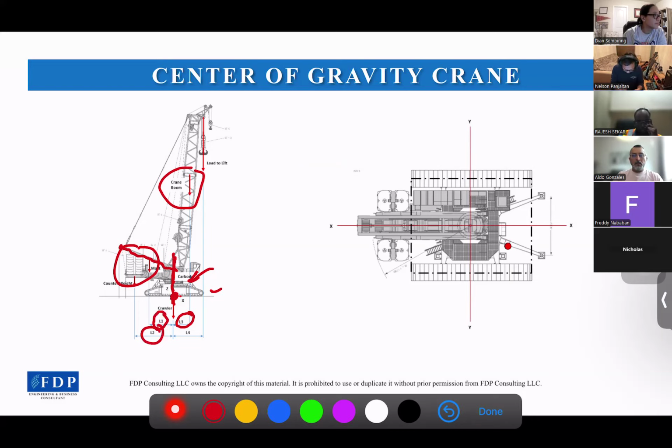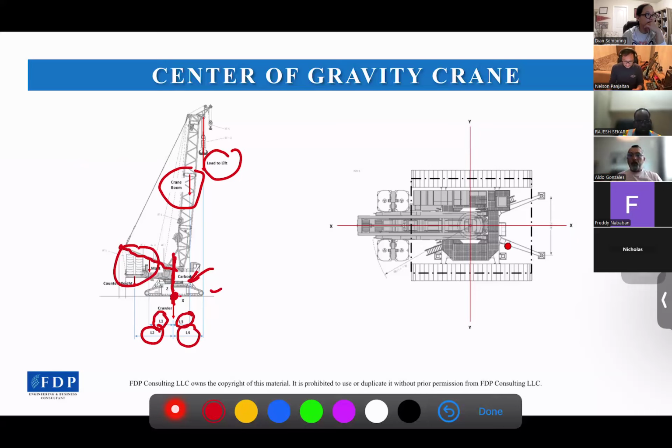And the load to lift here, the distance to our origin point is L4. So all the COGs will be measured to our origin point, and then combined together to get the combined COG. And don't forget to put the load to lift into the calculation, right? So once we have the COG, then we can continue to the tipping angle calculation and the ground bearing pressure.